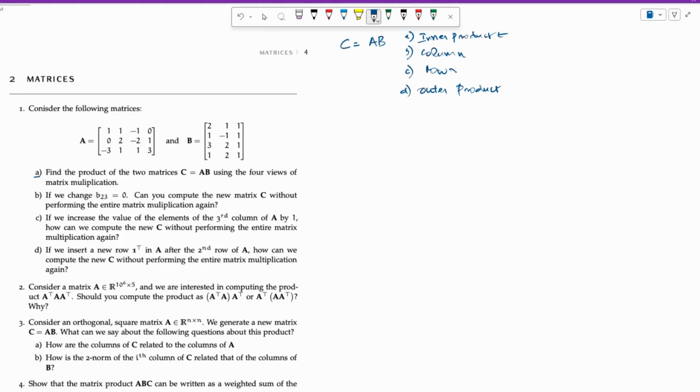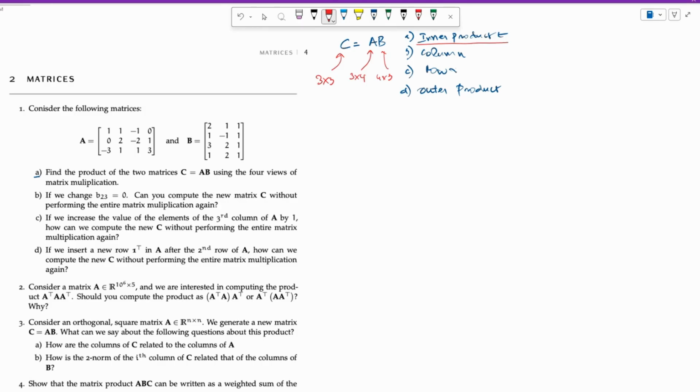What is the inner product view? Okay. Before that, let's look at this. What is the size of A? What is the size of B? Can we in fact multiply them? That's the first thing we need to check. What is the shape of A? 3 by 4. And B is 4 by 3. Can we multiply them? Yes. What will we get if we multiply them? We need to compute a 3 by 3 matrix.